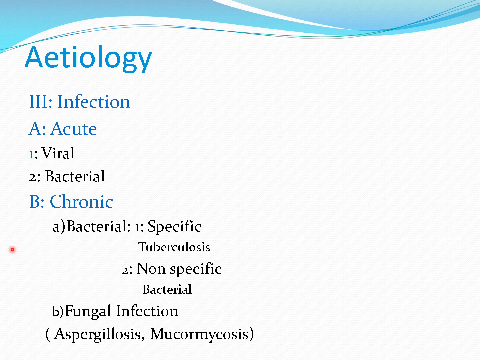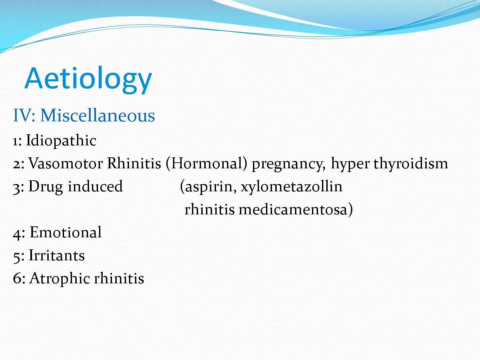Infection we can divide into acute and chronic forms. The acute form is usually due to viral infections, and then there may be a superadded bacterial infection later on. Chronic infection can be divided into specific and non-specific bacterial infection, and fungal infection can also cause inflammation of the nose and paranasal sinuses. Important fungi are Aspergillus and others. Miscellaneous conditions we have discussed.